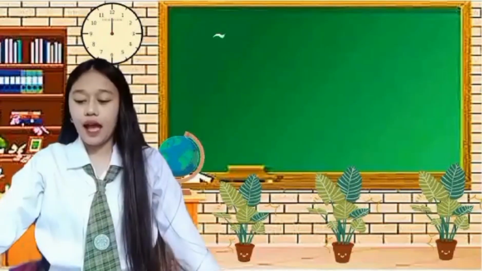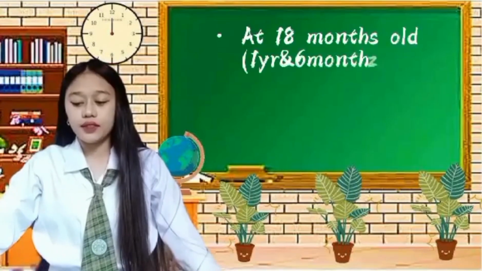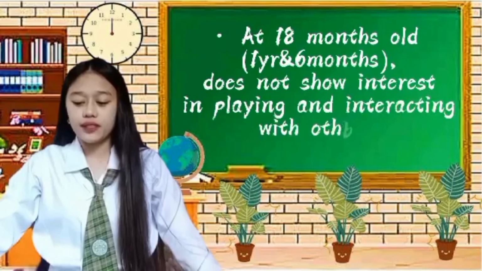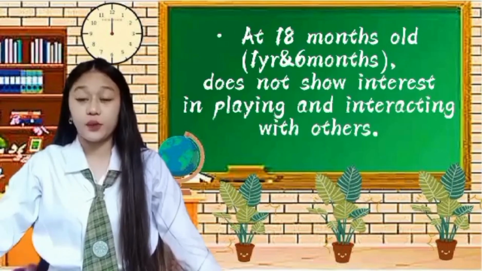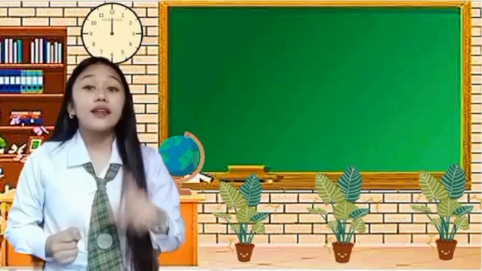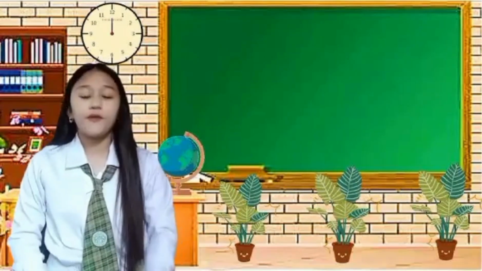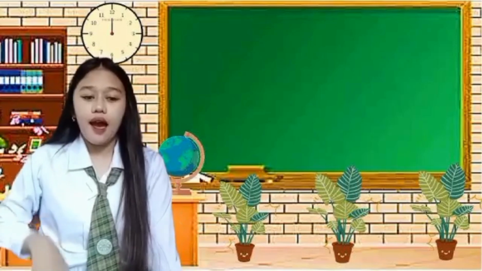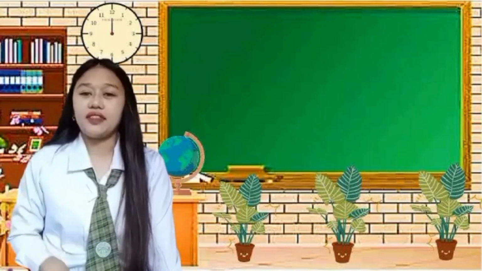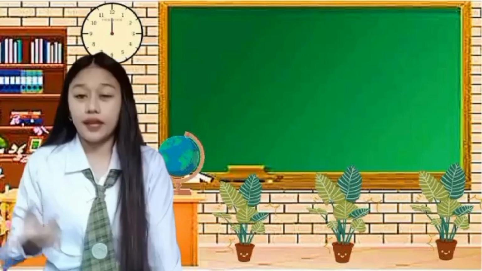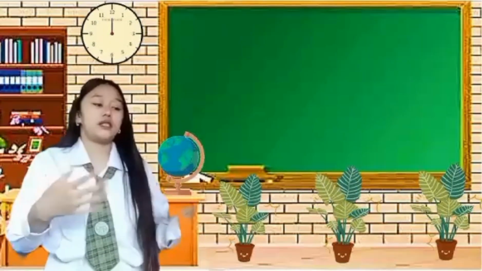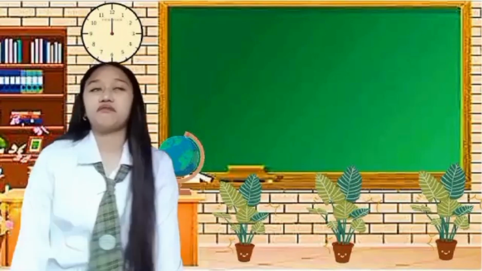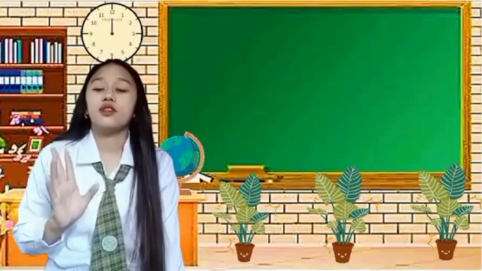Next one. At 18 months old, I think this is 1 year and 6 months, does not show interest in playing and interacting with others. The children doesn't want to play with others. For example, he sees other children playing and then he won't join in the game. Unlike other children, when they see a toy, they rush to play with it. This is the one child's red flag.